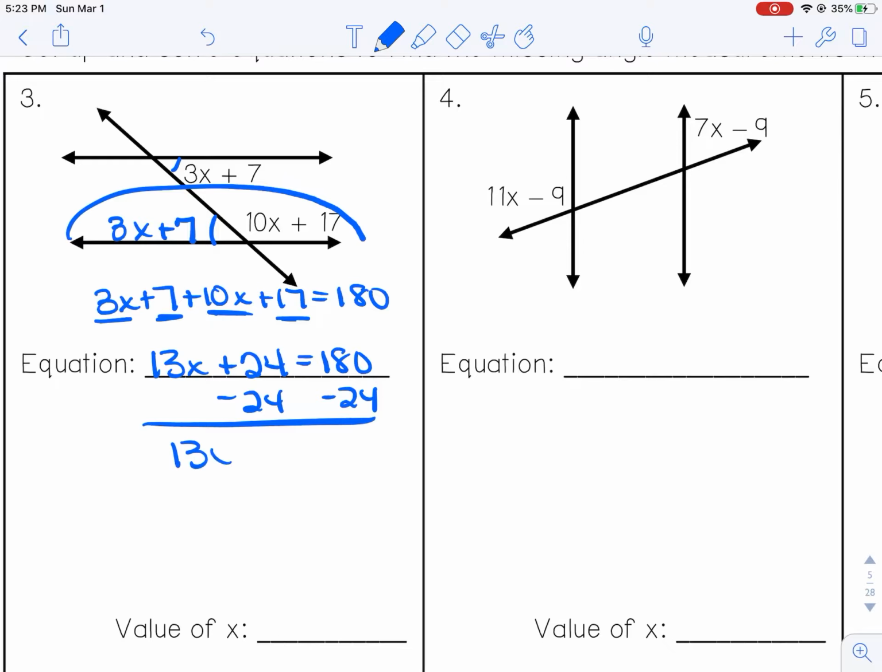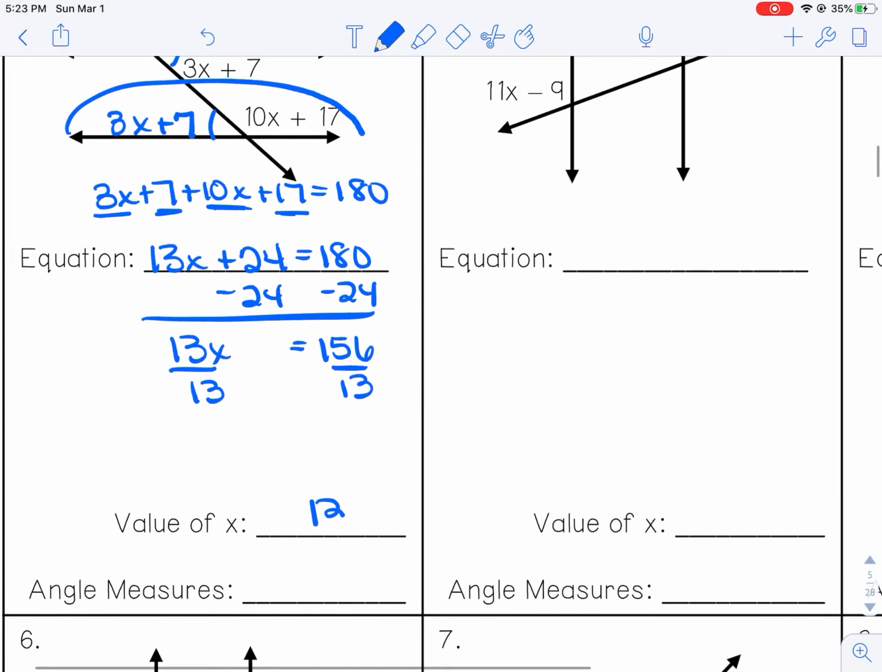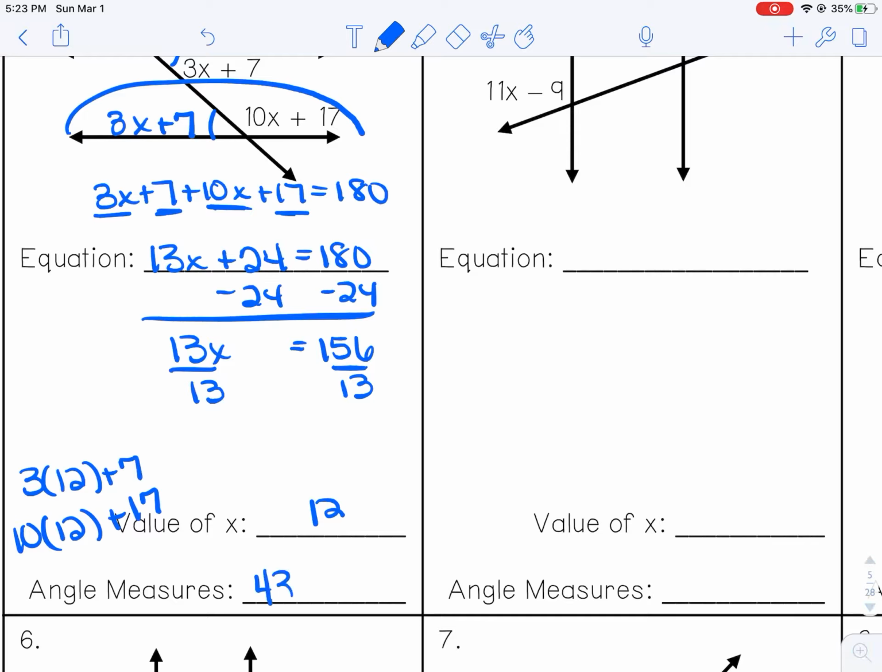Okay, and I've got 13x is equal to 156. And divide each side by 13. And the value of x is 12. Okay, our angle measures, we have to plug those in. The first one is 3 times whatever x is, which we now know is 12, plus 7. And then the second one is 10 times x plus 17. So 3 times 12, 36, plus 7 gives us 43 degrees, and the second one will give us 137.